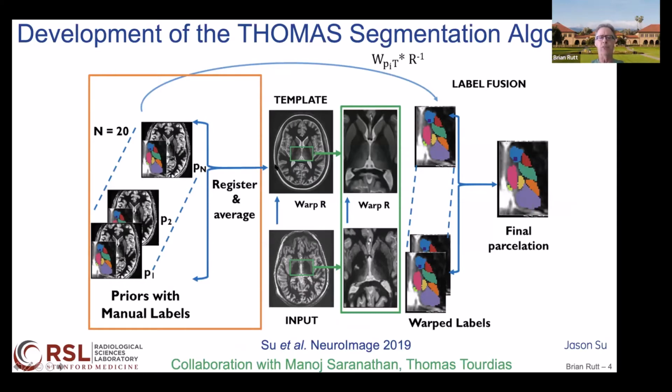What Manoj has done more recently, he's really the principal further developer of the ThALAmus algorithm. He's focused on cropped versions of the ThALAmus, whereas the original version of ThALAmus used the whole brain. Then an individual incoming brain is registered to the template, and a multi-atlas label fusion operation is done to come up with the final parcellation.